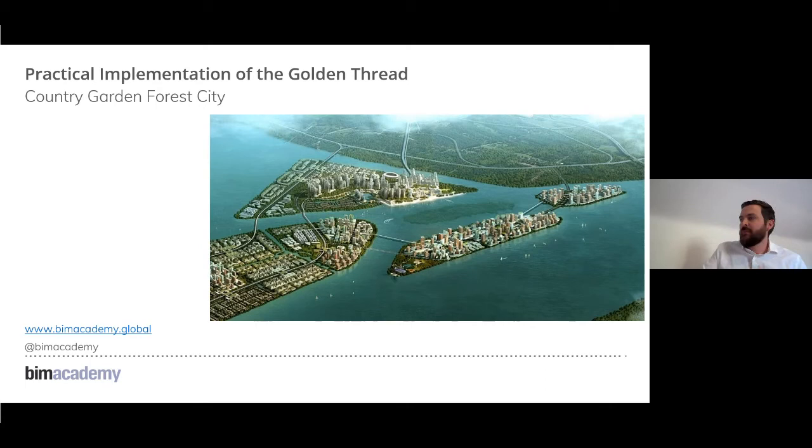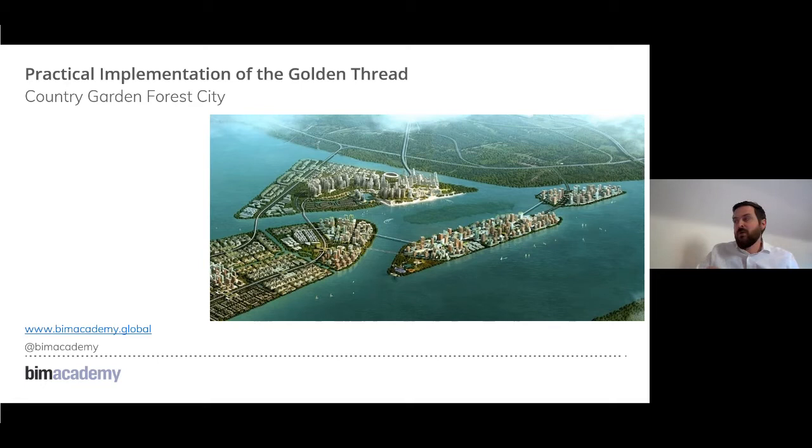Both fascinating talks prior to this one, really trying to build that case of where it started, but also where we can get to with it. And I think all I wanted to do is really drop in a couple of practical examples of where we as BIM Academy have implemented a golden thread of sorts. I suppose it's not exactly what's been described in what Alex is doing or what Oliver's doing, but it's all about how we collect and manage information during design, build, handover, operation of buildings.